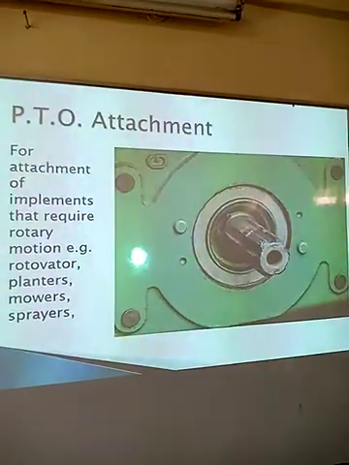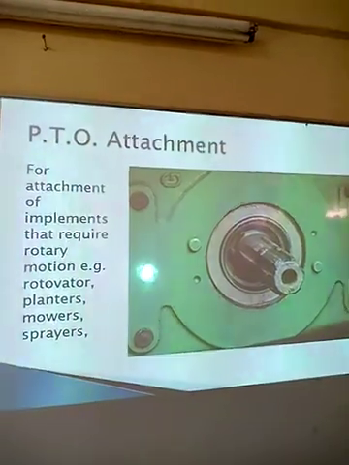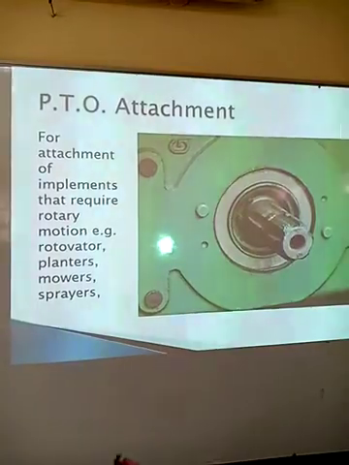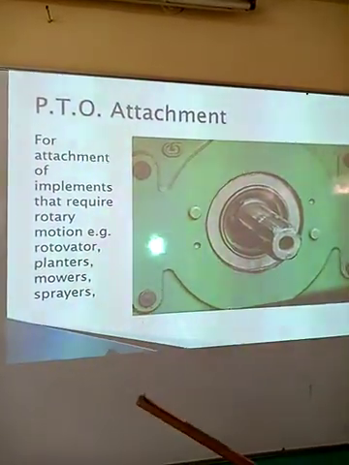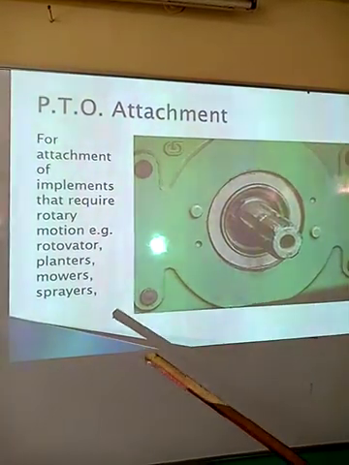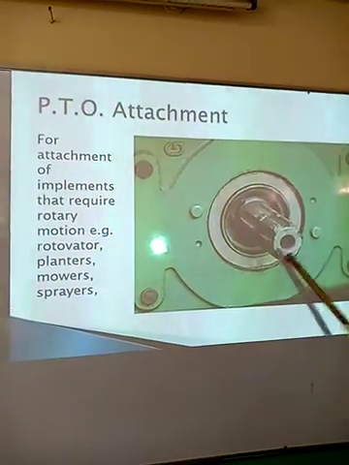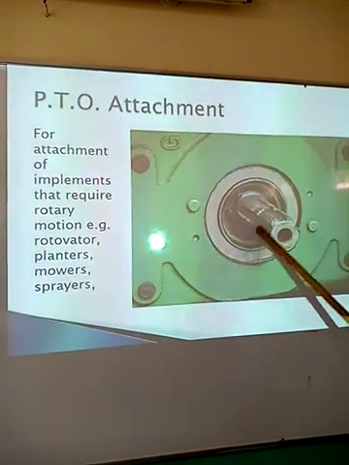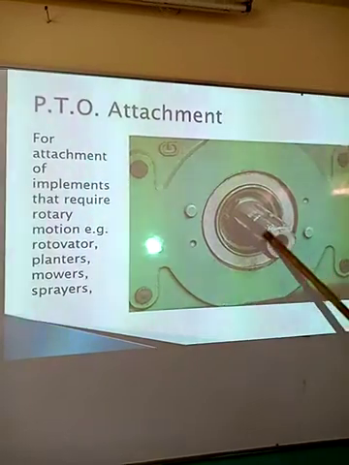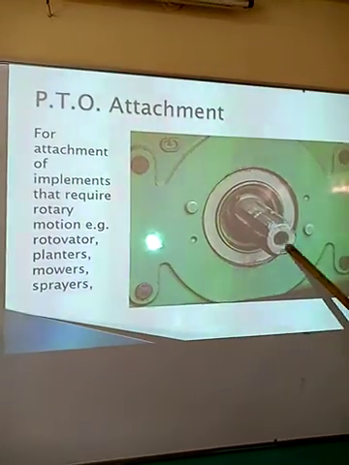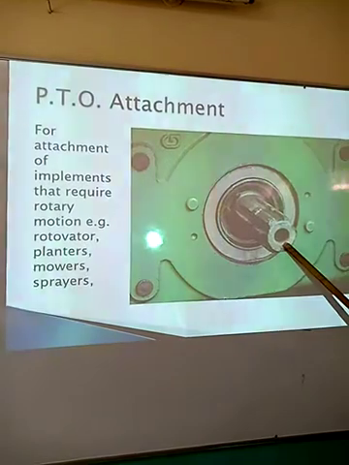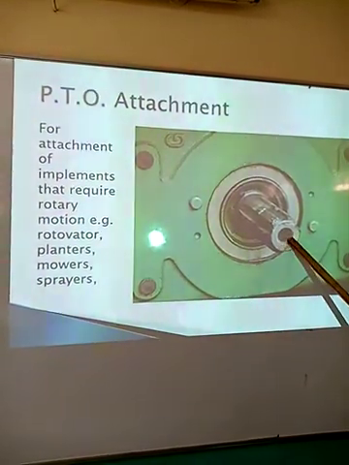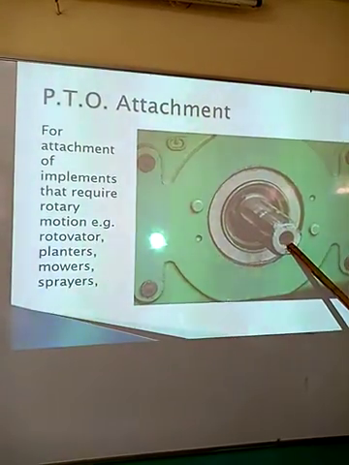And then the third method of attachment of the implements is what we call PTO attachment, power take-off attachment. Implements that require rotary motion, that is rotation, must be attached to this power take-off shaft, this stub here that rotates at a very high speed. We talk about around 540 to 1000 RPM, or about 9 to 16 times per second.